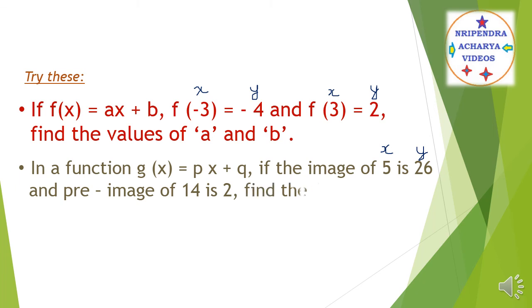The image of 5 is 26, meaning 5 is the pre-image and 26 is the image. And the pre-image of 14 is 2, meaning 14 is the image, y, and 2 is the pre-image, x. You can do these two questions in exactly a similar way as we have done the previous question.